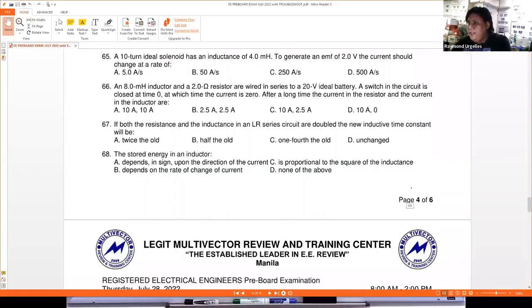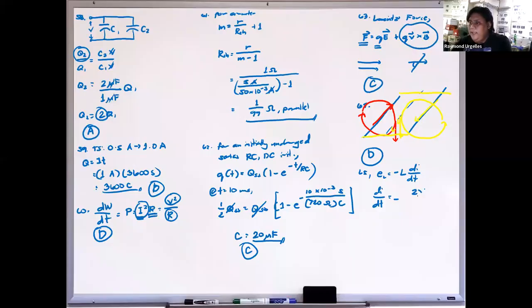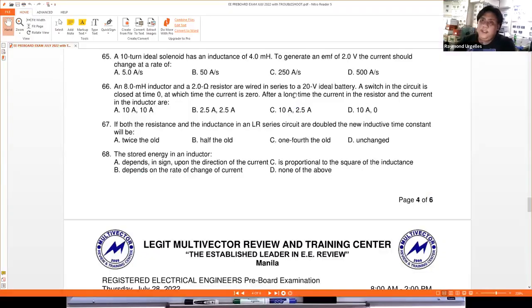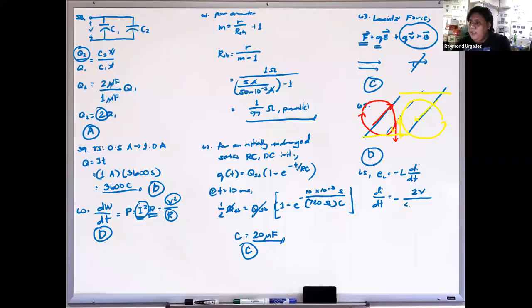2 volts, diba? So again, 2 volts. Divide this by the inductance. Ang given sa atin na inductance is 4 millihenry. So this is 4 times 10 to the negative 3 Henry. Okay? Pag sinolve natin to, this is given by negative 500 amperes per second. Pero yung kailangan lang naman natin is the magnitude. So we have this.